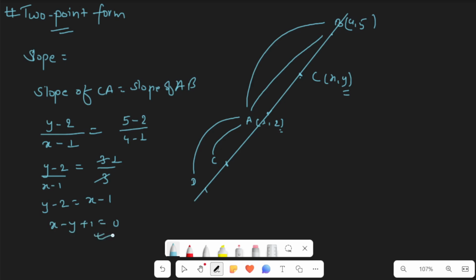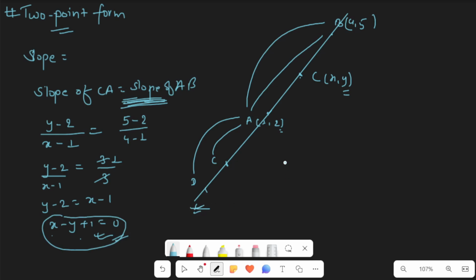So, this is the equation of this line, because every x, y value will satisfy this equation. So, any point on this line will satisfy this equation. So, this equation represents this line.